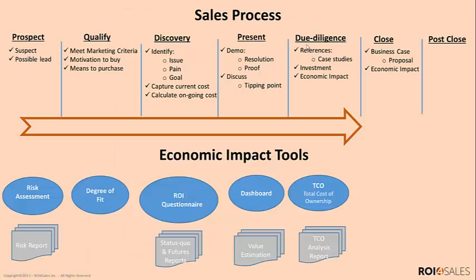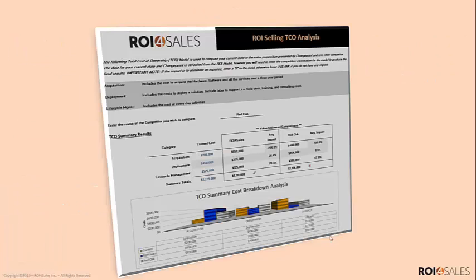As we move forward into the due diligence phase, this is where they're going to check references and case studies. They'll also, of course, enter the investment and do some economic impact. We strongly suggest you take a look at the Total Cost of Ownership tool, or our TCO, and our TCO analysis report. And here's a sample of one of the pages from the TCO analysis. It's based on 3 criteria: the acquisition cost, the deployment cost, and the lifecycle management cost.